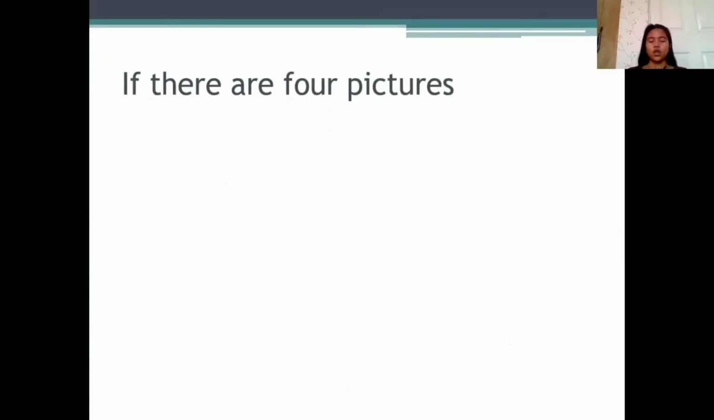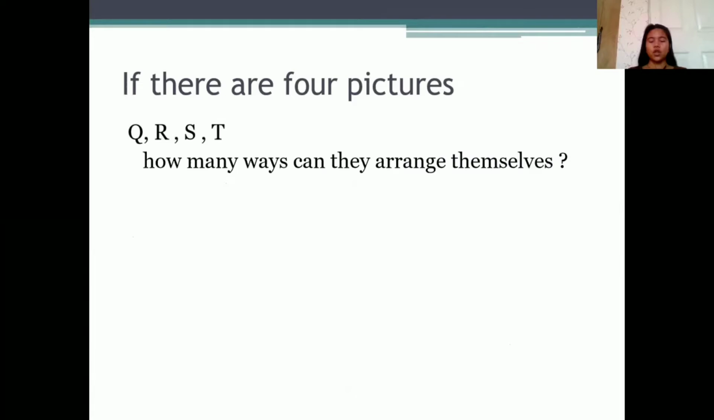So if there are 4 pictures labeled Q, R, S, and T, how many ways can they arrange themselves? Since there are 4 pictures, we have 4 times 3 times 2 times 1, which is equal to 24. And the 4 pictures can arrange themselves in 24 ways.